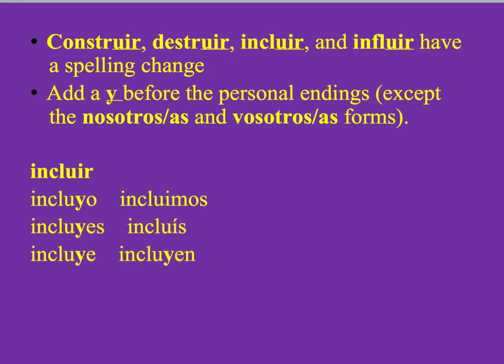Verbs that end in UIR, like construir, destruir, incluir, influir. These are typically cognates. So construir, to build or to construct, destruir, to destroy, incluir, to include, influir, to influence, have a spelling change. In these verbs, you add a Y before the personal endings. Personal endings, these are IR verbs. So o, es, e, imos, ís, en. You add a Y on all forms except for nosotros and vosotros. So these are another type of boot verb.